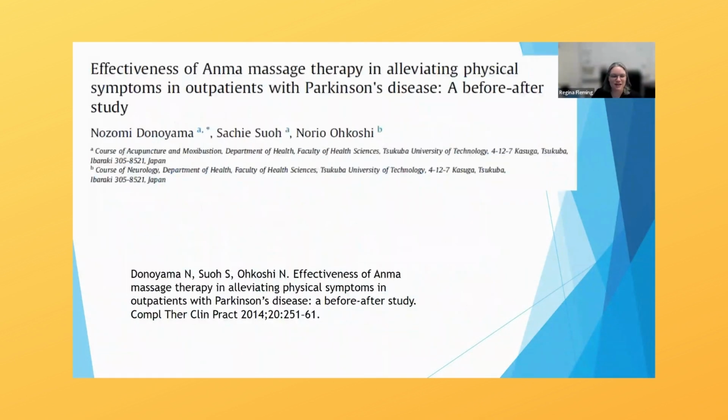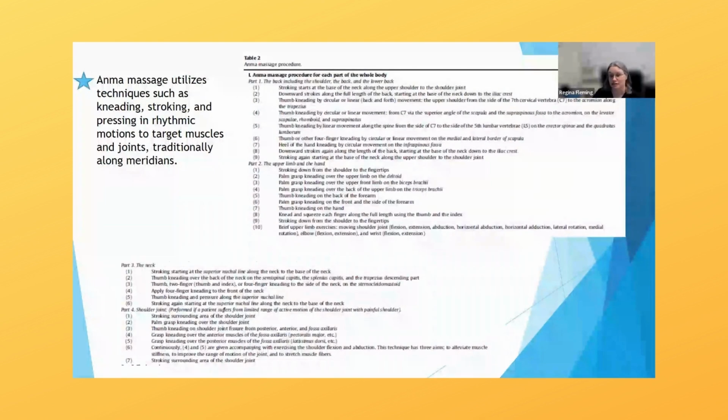So our second study here, I had to actually look up what OMM massage was. This study is The Effectiveness of OMM Massage Therapy in Alleviating Physical Symptoms in Outpatients with Parkinson's Disease, a before-after study. OMM massage is actually a traditional Japanese massage, I was reading about.